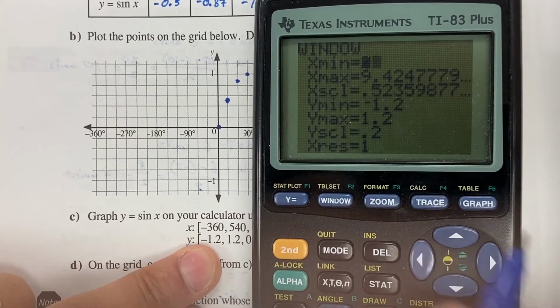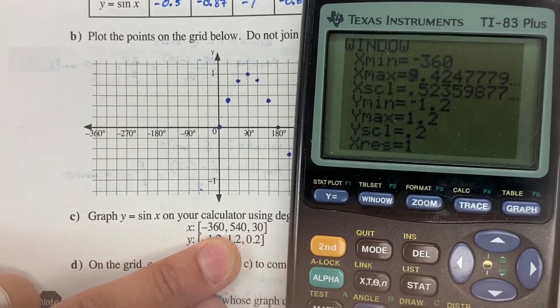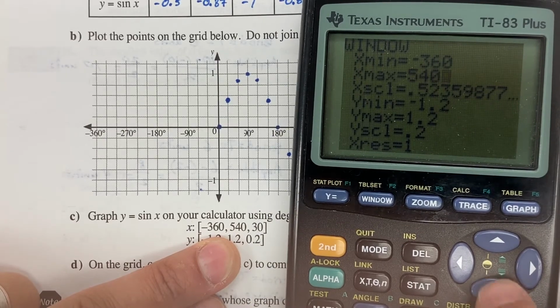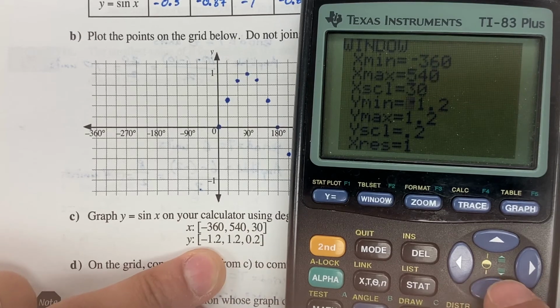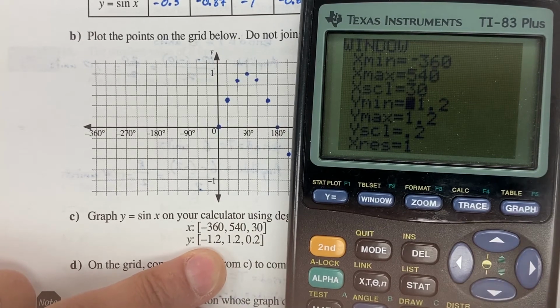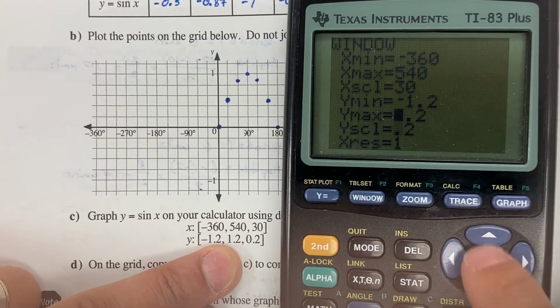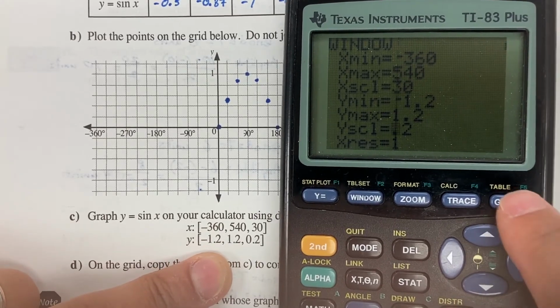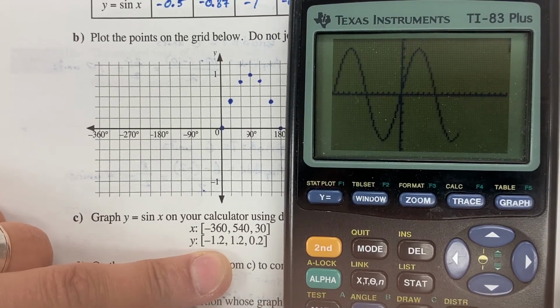So my x min is going to be negative 360. My x max is going to be 540. I have a scale of 30 degrees, and then I'm going to have a y min of negative 1.2, a y max of 1.2, and then a scale of 0.2, and then we'll graph. And this is what our graph begins to look like.